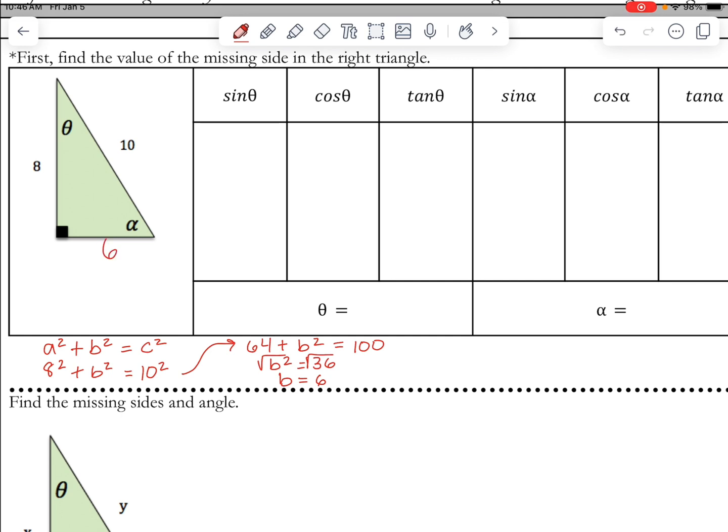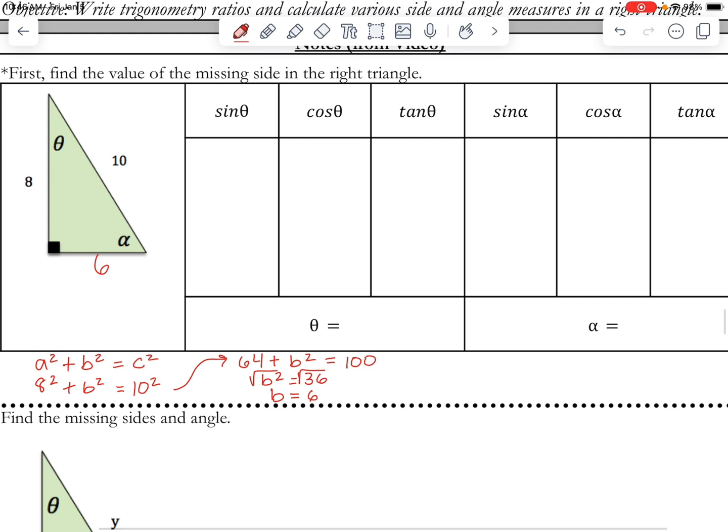Now that we have all 3 sides, we can create our ratios for our trigonometric identities. So for sine, if you look back at 32A, we are supposed to use opposite over hypotenuse. Cosine, we are supposed to use adjacent over hypotenuse. And tangent, we are supposed to use opposite over adjacent. If you notice, these first 3 are finding the angle theta, which is here in our triangle.